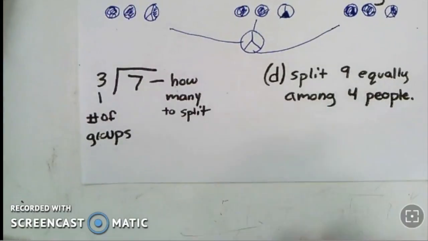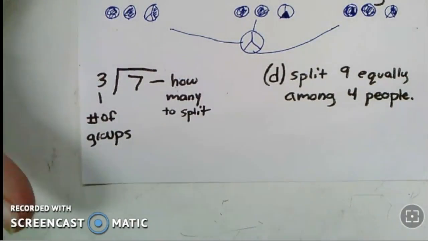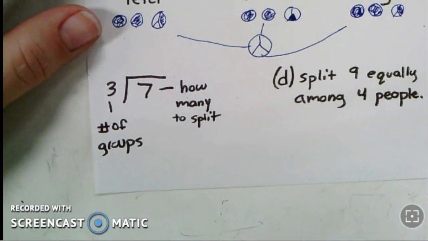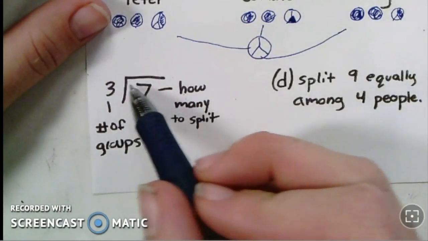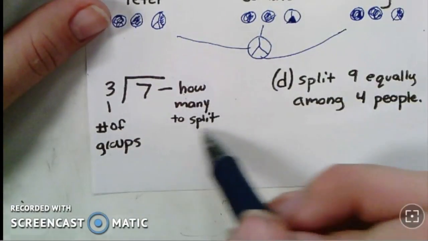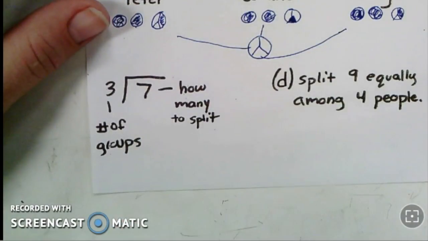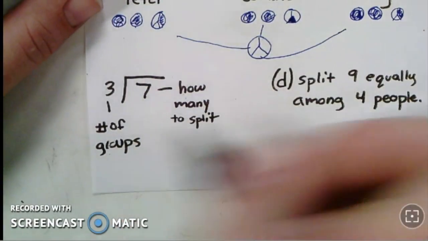So there's a way to do this without drawing a picture, and we're going to look at that right here. Basically, this question is just a division problem. It's saying that there are 3 groups, and I have 7 things that I'm trying to split between them. So your dividend is how many we're trying to split, and our divisor is the number of groups we're dividing it by.